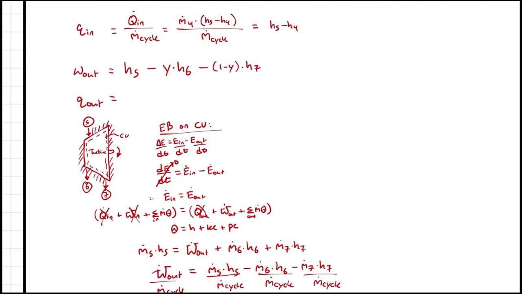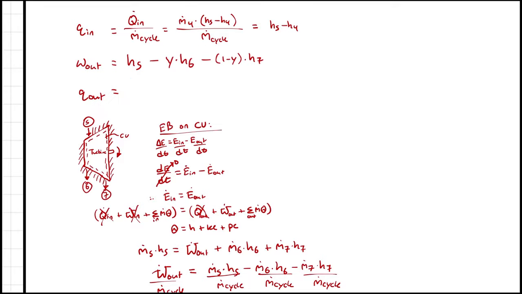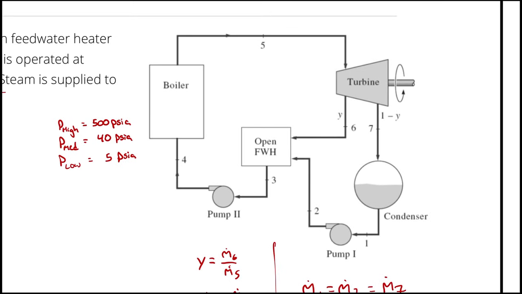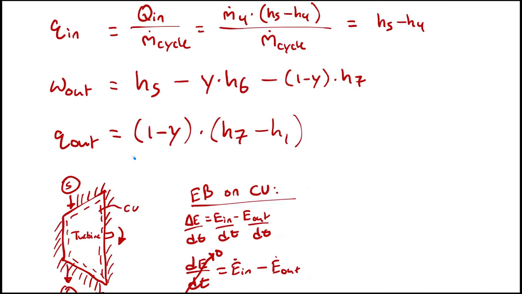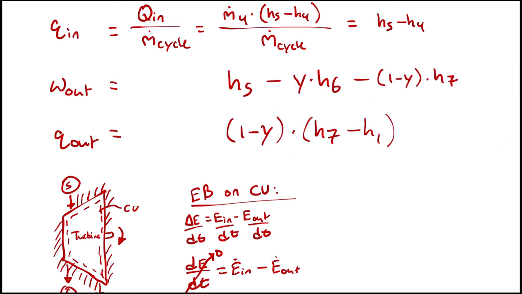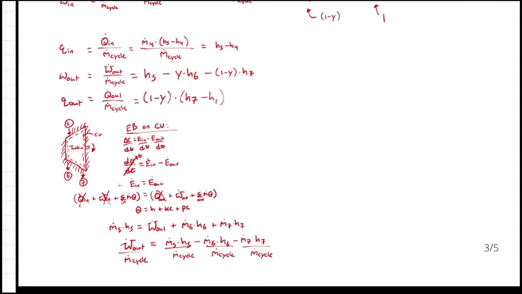So we're left here with our specific Q out. For our specific Q out, we need to look at our condenser. So again, specific Q out would be the total rate of Q out divided by m dot cycle. The total rate of Q dot out would be m dot 7 or m dot 1 times the quantity h7 minus h1, and dividing that by m dot cycle would yield (1 minus y) times (h7 minus h1). And just to be consistent here, I will write both of these as their rate term divided by m dot cycle, so if someone only looks at the sheet and doesn't watch the video, they can hopefully follow what's going on, at least a little bit more easily.